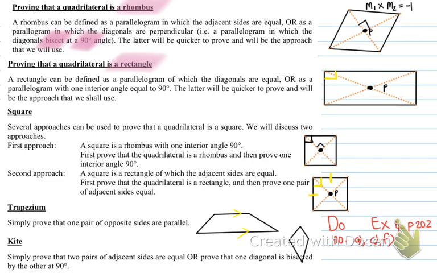We simply prove that two pairs of adjacent sides are equal, or we prove that one diagonal is bisected by the other at 90 degrees. Okay, so I have the two diagonals. Then these two will be equal, and those two little lines will be equal. They bisect. The short one gets bisected, and it is at 90 degrees. Or another way is to prove that the adjacent sides are equal. Okay, so that's how we're going to prove quadrilaterals.